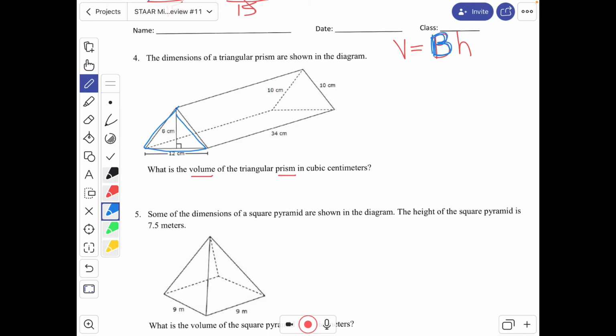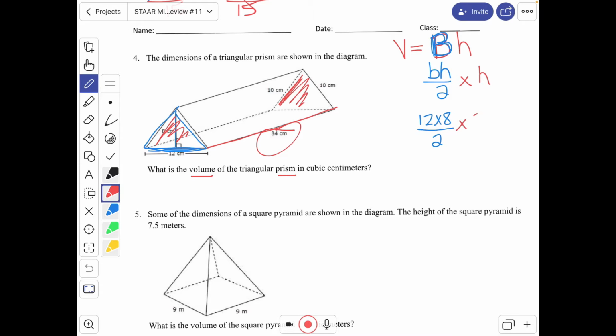The base is shaped like a triangle, so I want to use the formula of a triangle, base times height divided by 2, times the height of the prism. Then we fill in our numbers for the base. The base looks like it measures 12, and the height is 8. So 12 times 8 divided by 2 times the height of the prism, and the height is the distance from one base to the other base. So the distance is 34.